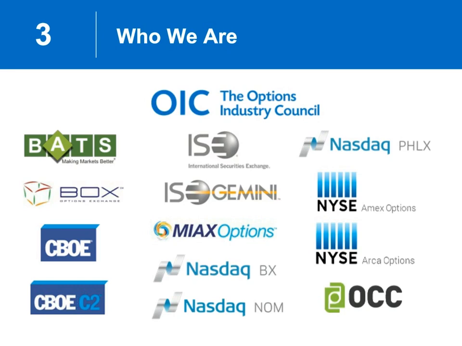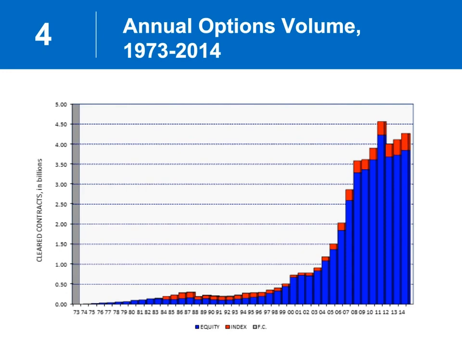Speaking of which, options volume in recent years has experienced a tremendous uptick. As you can see here, a huge amount of growth in the options industry has been experienced recently. There's any number of reasons why this has happened, but certainly the advent of electronic trading is a big part of that. The speed and access to which options are now available to investors has greatly increased.